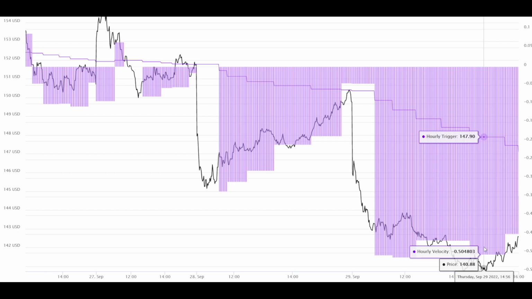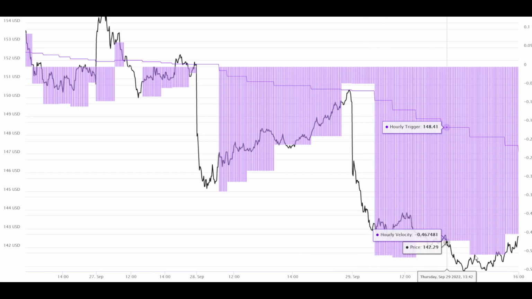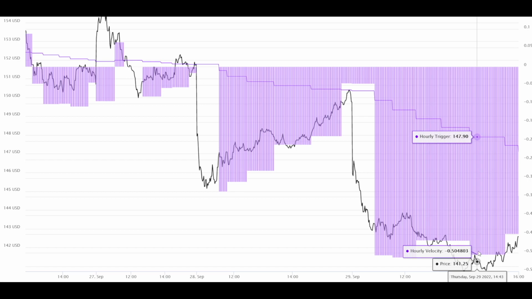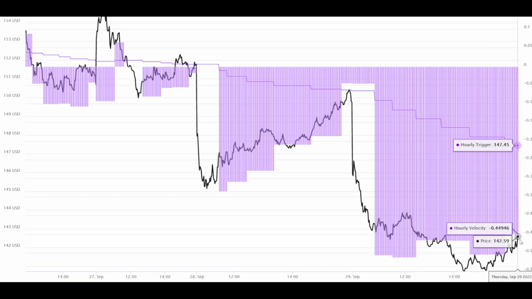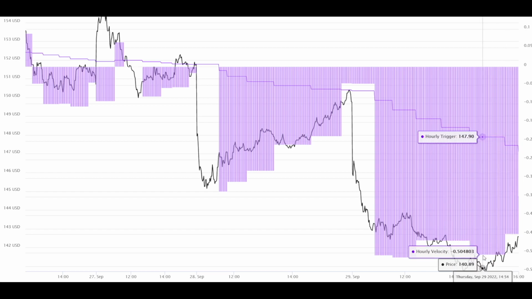And what happens? Velocity does not make a new low here, although price does. So this is hourly bullish divergence. Same thing like we just said with the 1 and 5-minute. And what happens? Price turns around and rips up. Price makes a nice bounce and a nice recovery. So if you're watching this and you see this new low, as long as velocity doesn't make a new low, you can come in here and buy this dip.